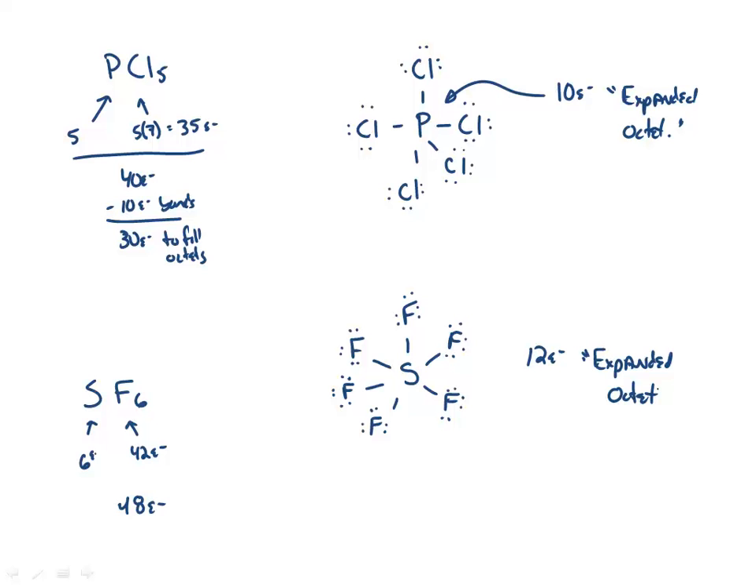So the fluorines have like an excess of negative charge. The sulfur has a little bit of a deficit. And so it's not like it really has 12 electrons around it full time. It probably feels more like it has about 8 electrons around it full time. So that makes it happy. So we can have those expanded octets.